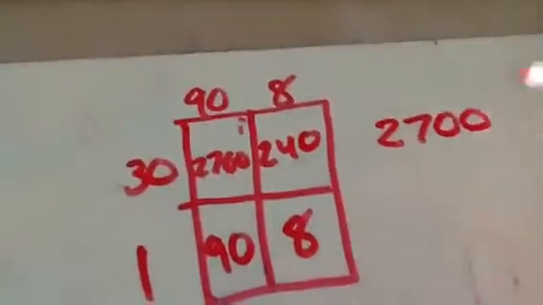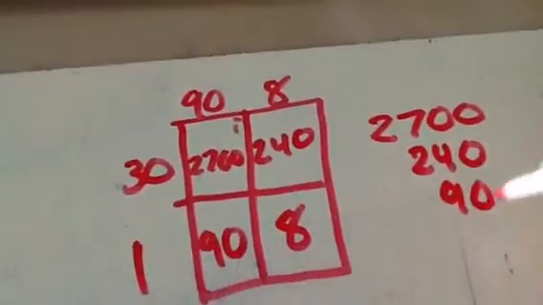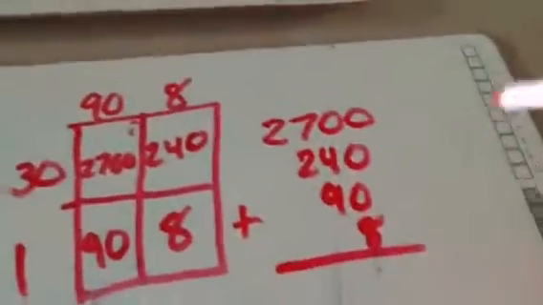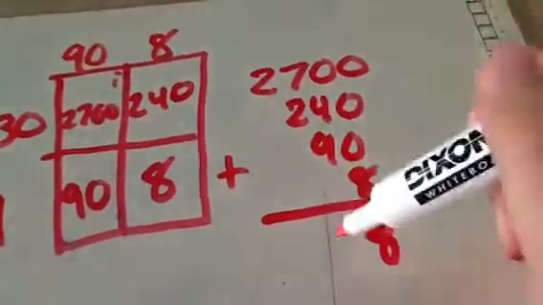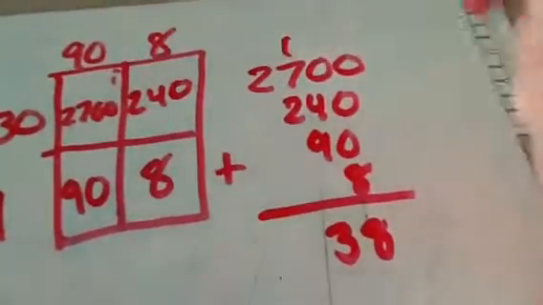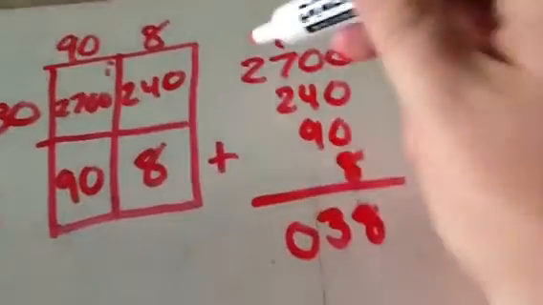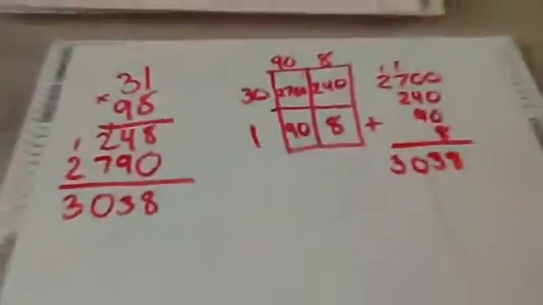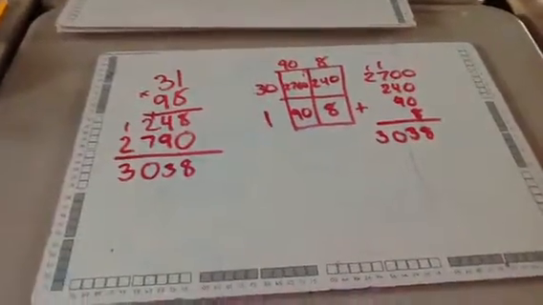So my four factors are 2,700, 240, 90, and 8. So I'm going to take those four numbers and I'm going to add them. 0 plus 0 plus 0 plus 8 is 8. 4 plus 9 is 13. Put down my 3, carry my 1. 1 plus 7 is 8, plus 2 is 10, put down 0. Carry my 1. 2 plus 1 is 3. So there again, I have my answer, no matter how you work it out, is 3,038.